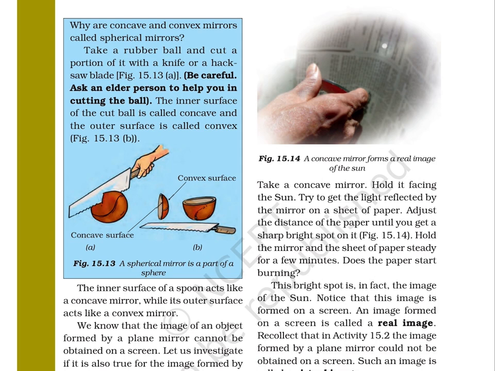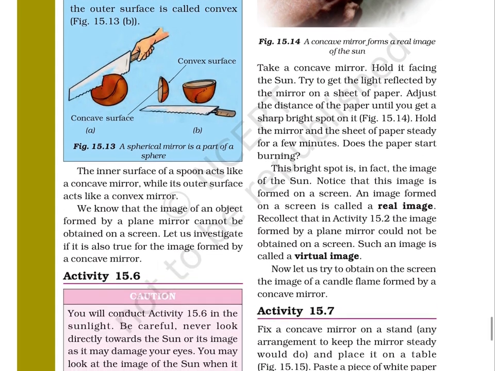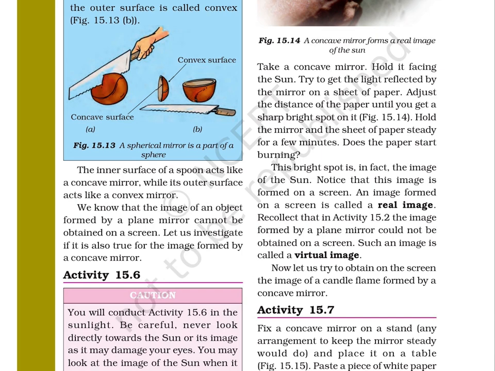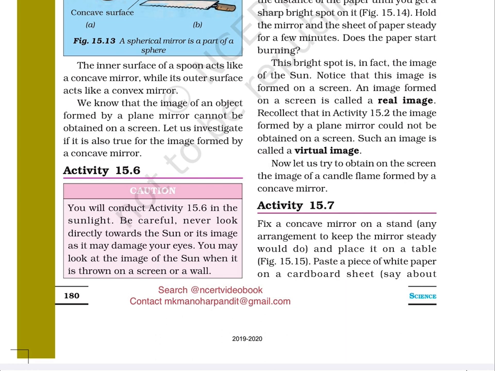Hold the mirror and the sheet of paper steady for a few minutes. Does the paper start burning? This bright spot is in fact the image of the sun. Notice that this image is formed on a screen. An image formed on a screen is called a real image. Recollect that in activity 15.2, the image formed by a plane mirror could not be obtained on a screen. Such an image is called a virtual image. Figure 15.14. A concave mirror forms a real image of the sun.